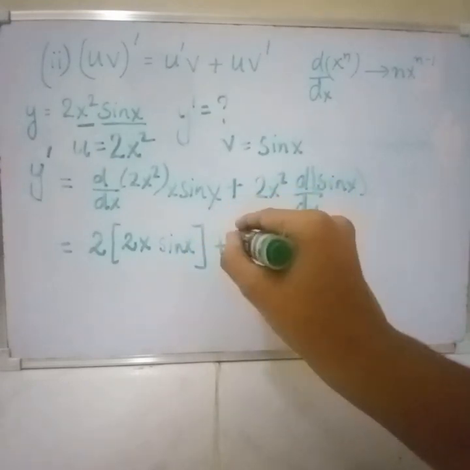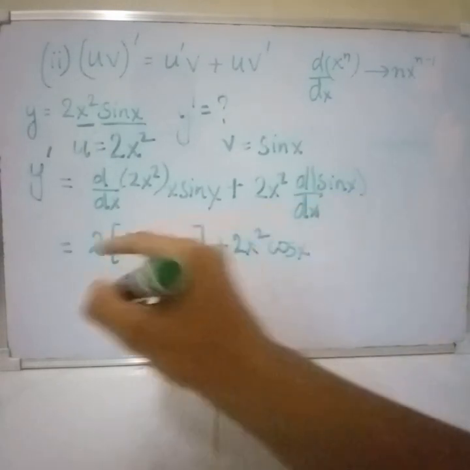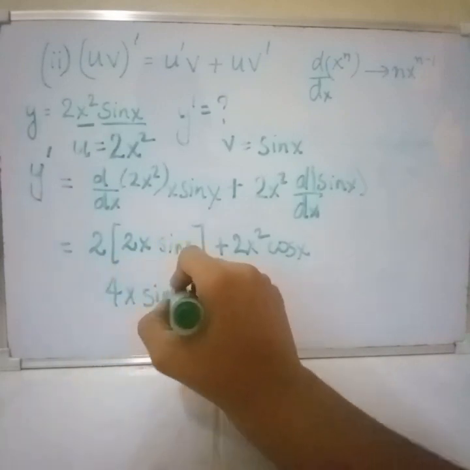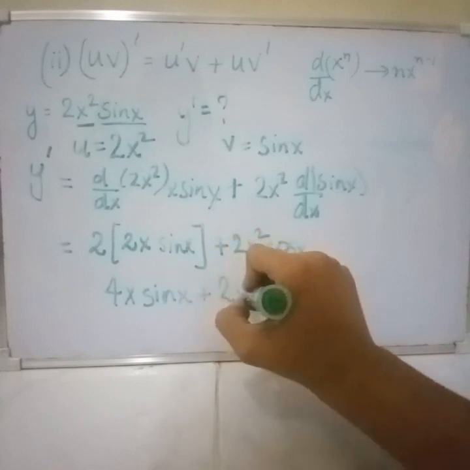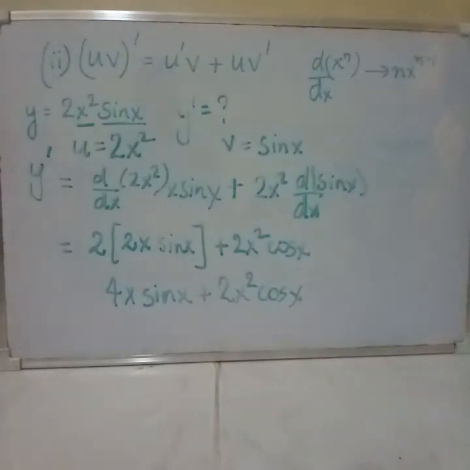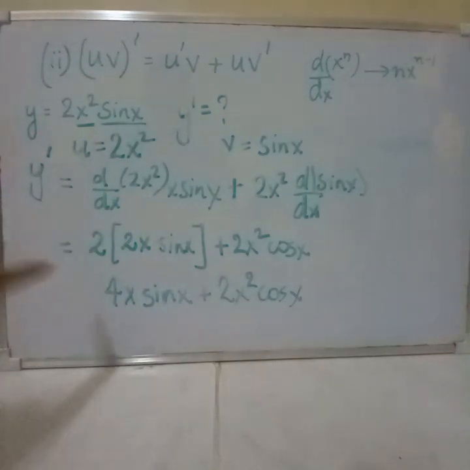plus 2x squared, and the derivative of sine is cos. So if you check, the final answer would be 4x sin x plus 2x squared cos x. So this is the final answer. So when the constant is coming along with some term, for example here it has come along with x squared, right? So here no need to take the derivative as 0, we can apply the formula and we can write it. But when it is coming alone, then the derivative will be equal to 0 itself.